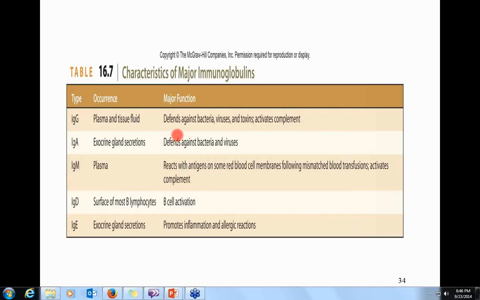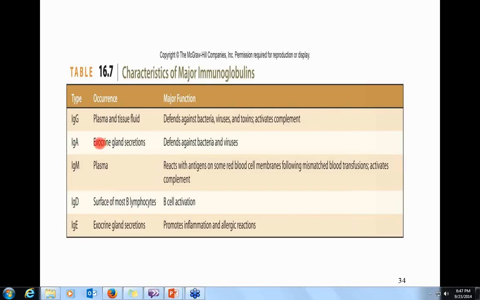And as you can see in this chart, it gives your various functions. The IgG, again, is the most abundant of all. This one can be passed through the placenta, so this is one of the ways a mother helps to pass immunity on to her unborn child.